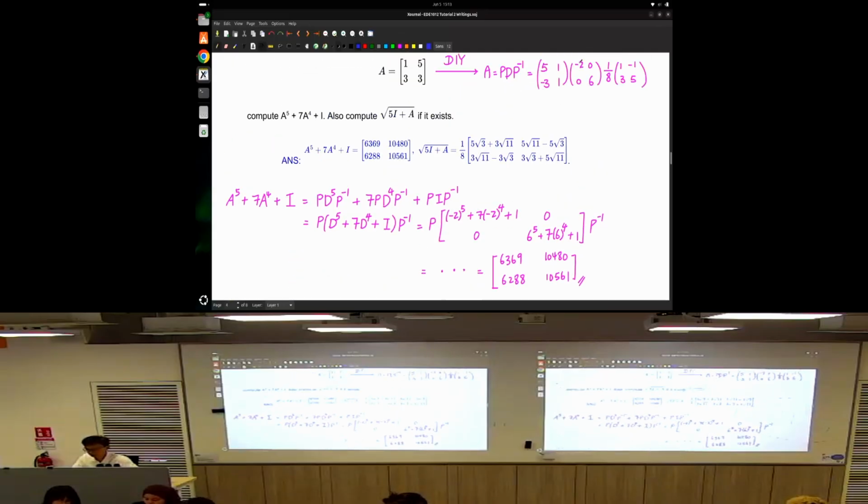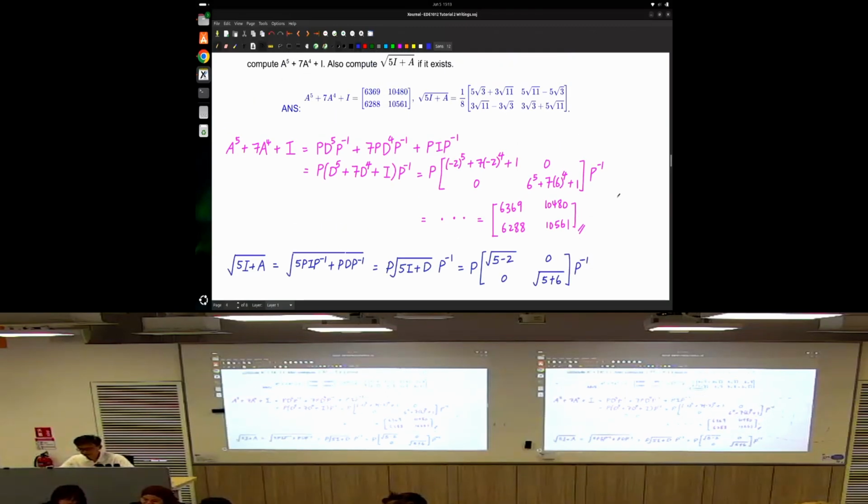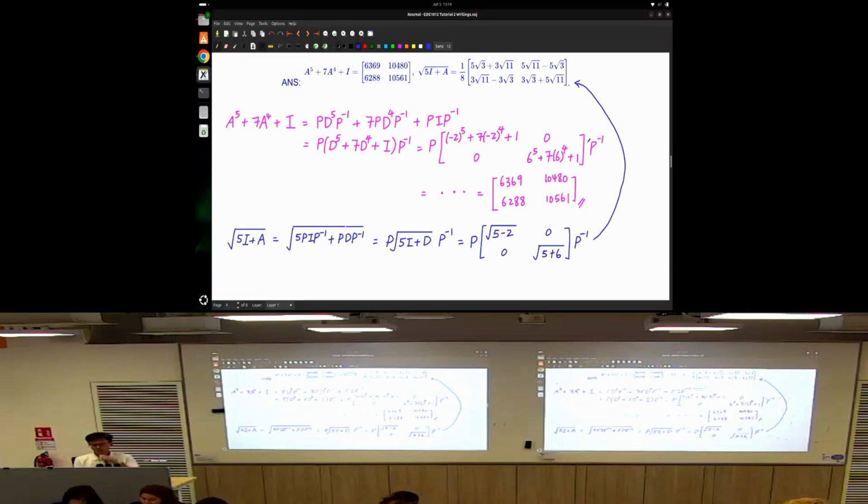So lambda 1 is minus 2, so it's root of 5 minus 2. Then the other one will be root of 5 plus 6. Is that right? So therefore, this guy will be this. Therefore, you see a root 3 and root 11 right there. So those are the two elements here.